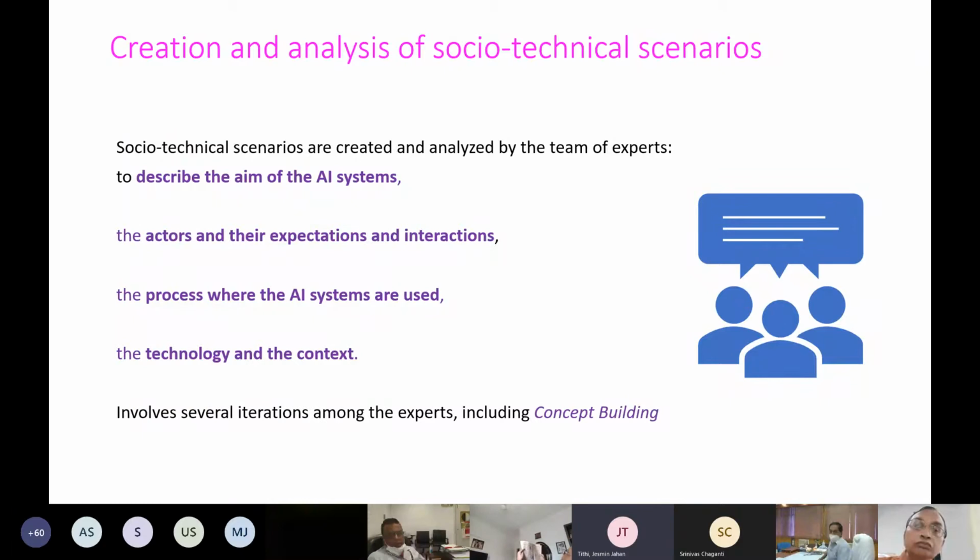And this requires several iterations among the team of experts, and this also creates a concept building process. Note that these experts are from different disciplines, so they do not talk in the same language per se. They don't understand the same terms. So in this process, we will come up with similar terms that everyone can use to communicate with and understand each other.